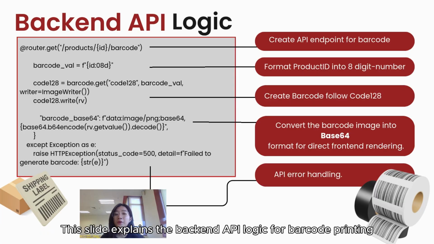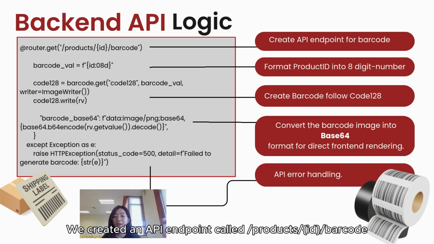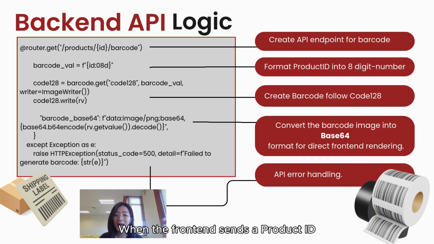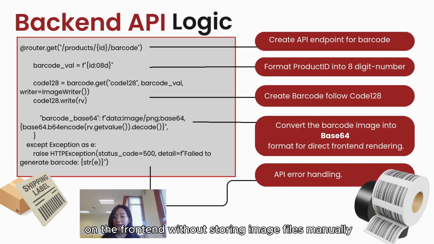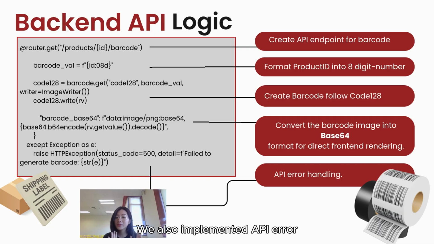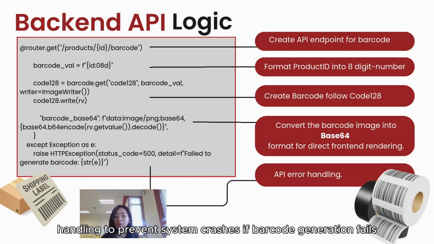In this slide, I will explain the backend API logic for barcode printing. We created an API endpoint called product ID barcode. When the front end sends a product ID, the backend formats it into an 8-digit number and generates a Code 128 barcode image. The image is then converted into Base64 format, so React can render it directly on the front end without storing an image file manually. We also implemented API error handling to prevent a system crash if barcode generation fails.